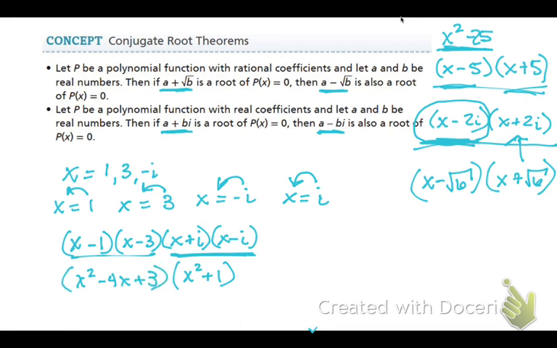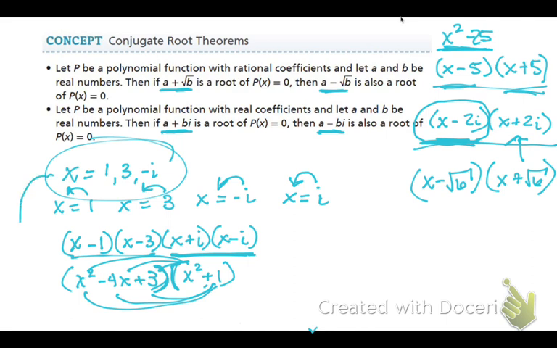And then what would I do with those two things? What's it say to do? What's that mean? Multiply them. So I would distribute to each one and distribute to each one and combine like terms. Correct? They're going to say, here are the zeros, give me a polynomial. All we did, we went from zeros to factors to multiplication to get the polynomial. Okay. That's it.